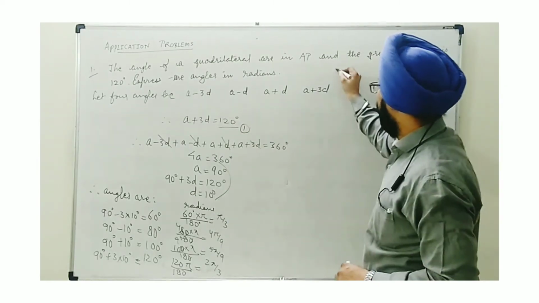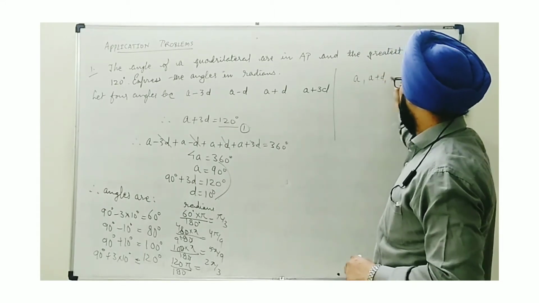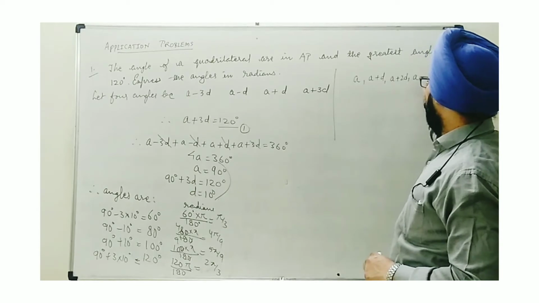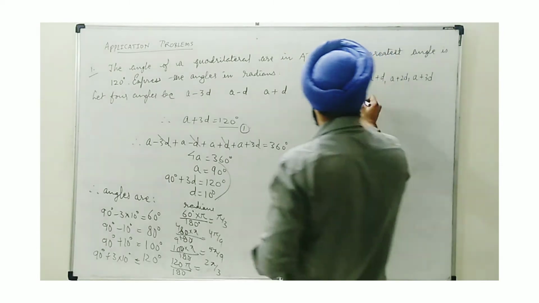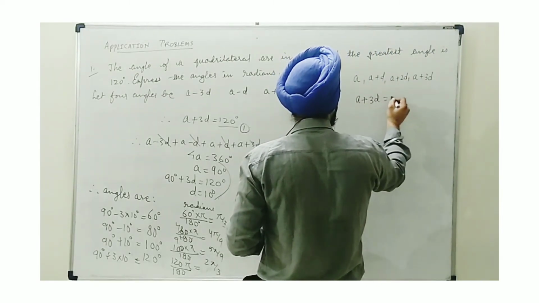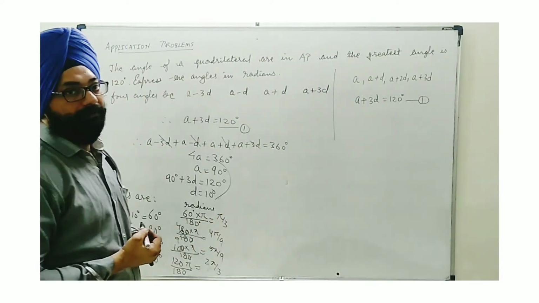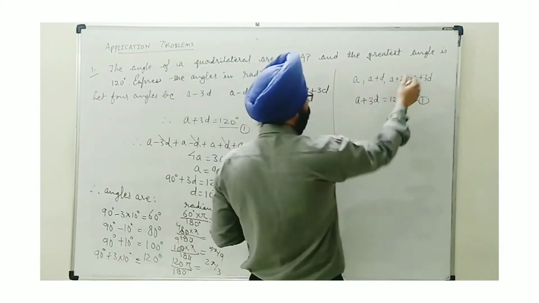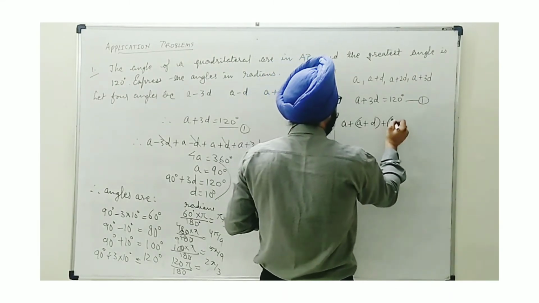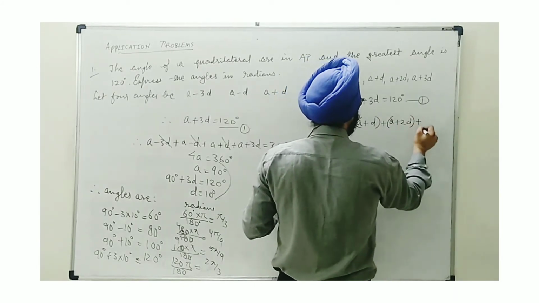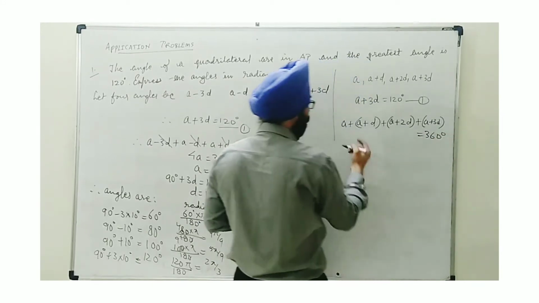If you don't know, obviously you will take what? You will consider the four angles as A, A plus D, A plus 2D, and A plus 3D. The biggest one, A plus 3D, we will get as 120 degrees without any confusion. But we are given that the sum of these four will be 360, as they are angles of a quadrilateral. So A, A plus D, A plus 2D, A plus 3D, these all will make the sum 360.